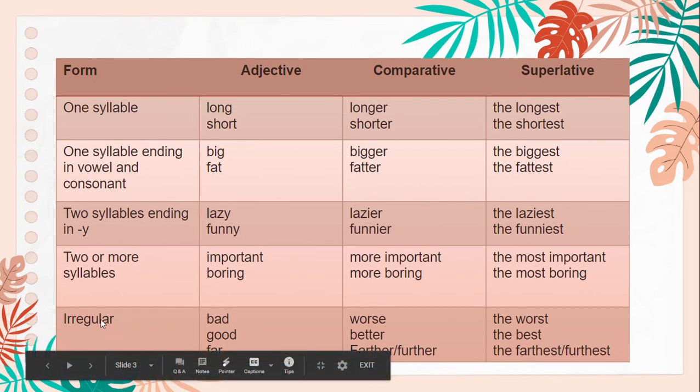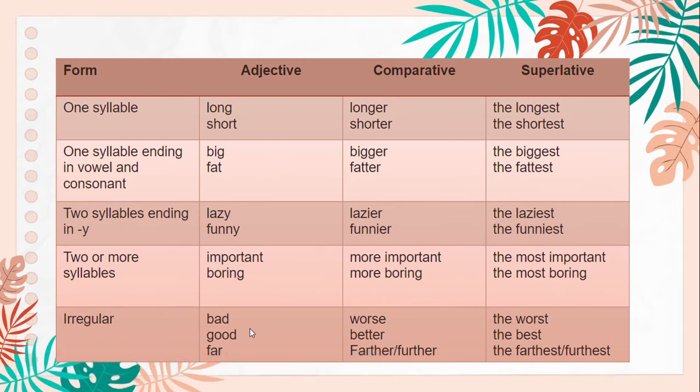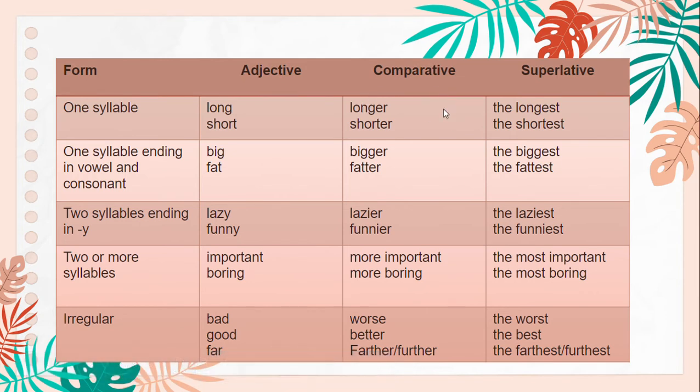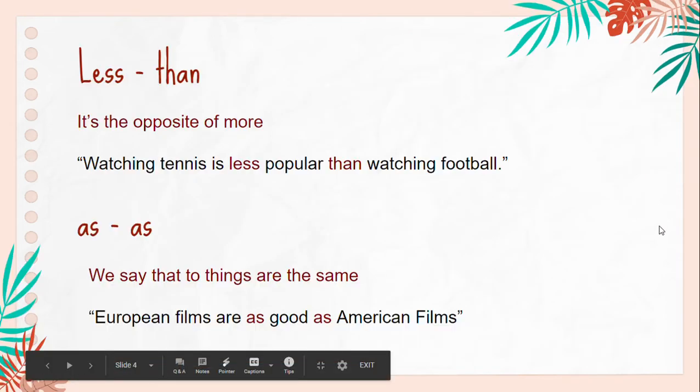And in order to finish with all of this, we also have irregular adjectives. What happens with them? Well, the spelling changes completely. Bad, good, far. Worse, better, farther, or further. The worst, the best, the farthest, the furthest. So you have to be very careful when you are using adjectives in comparative and superlative forms. But here you have this chart that can help you a lot when deciding what type of spelling to use, etc. Let's continue.